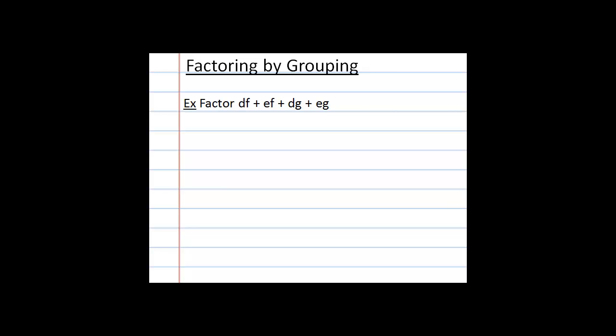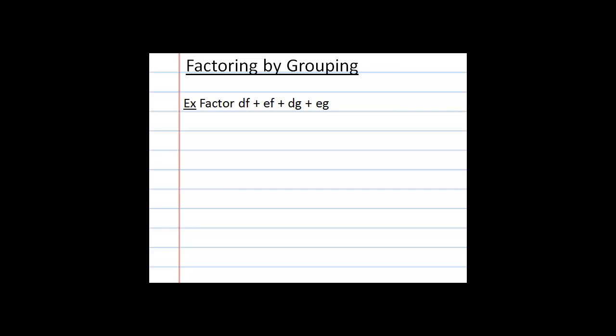Let's examine factoring by grouping. Grouping is used when I have four terms that don't have common factors. In this example, we have four terms, DF, EF, DG, and EG. All four of those terms are unique in that none of them have a common factor across all four. Because of that, we want to examine them more carefully and try to group them into smaller sets where maybe we can find a common factor.